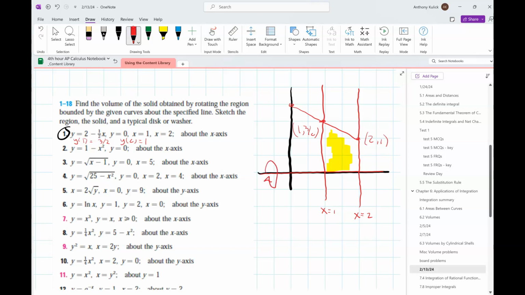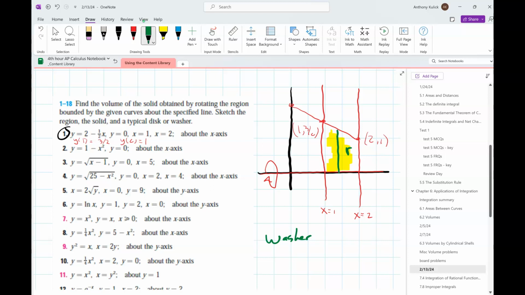So am I going to get a convex, concave, or hole? It's going to be convex, right? What's this thing going to look like? It's going to look like a cone with the tip cut off, right? No indents, no hole, solid all the way through, right? So this one is a washer problem.